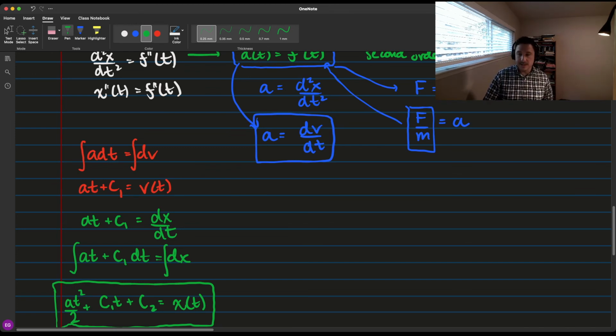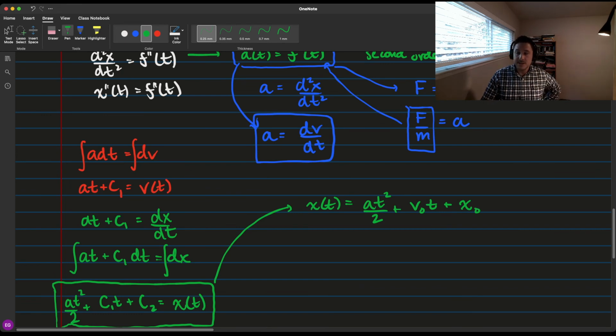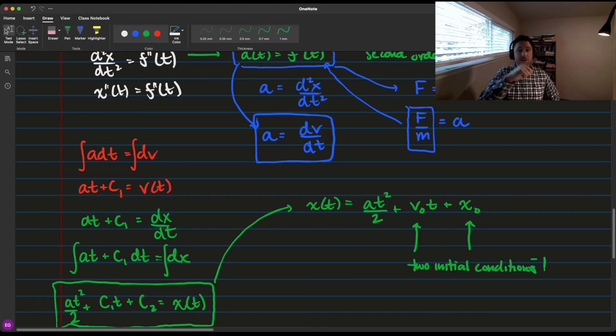How would you find those other constants? Well, you'd have to be given initial conditions. You might be more familiar seeing this as acceleration times time squared over 2, plus the c1, which is usually called the initial velocity, times time, and the c2 is usually called the initial position. So for a second order differential equation, you're going to need two initial conditions. And we will talk about this more in the future. So a first order differential equation will need one initial condition, and a second order differential equation will need two initial conditions.